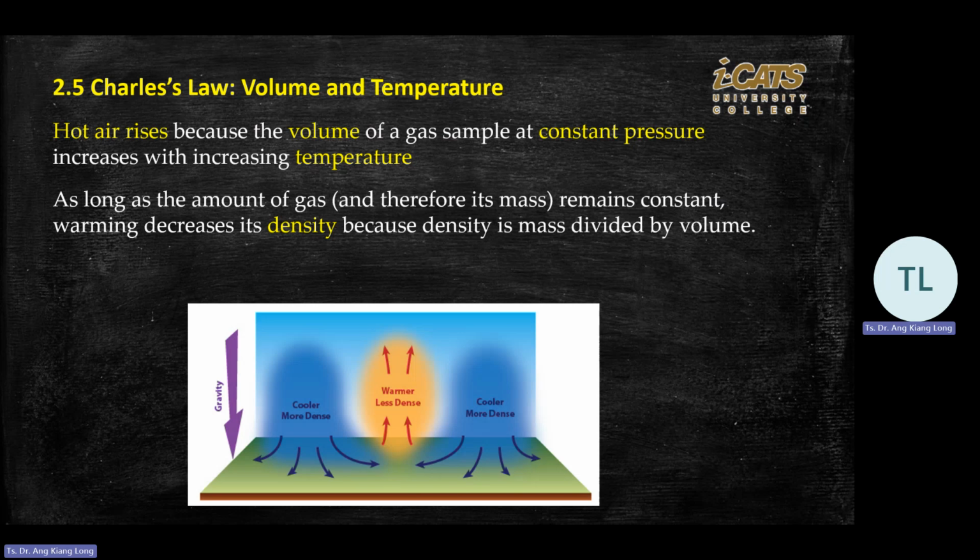What is the phenomenon that you see? The warming will decrease the density. How do you get density? You get mass divided by volume. How do you get rho in physics? Rho equal to mass divided by volume.